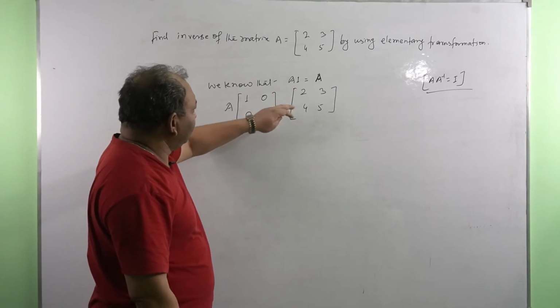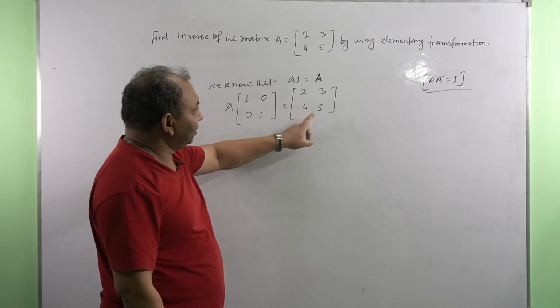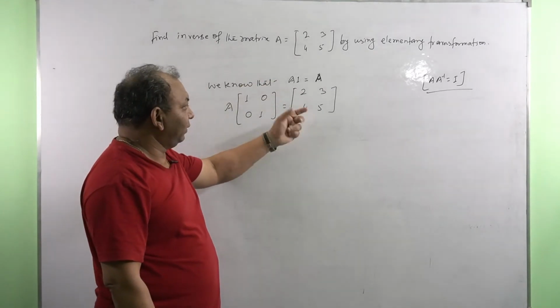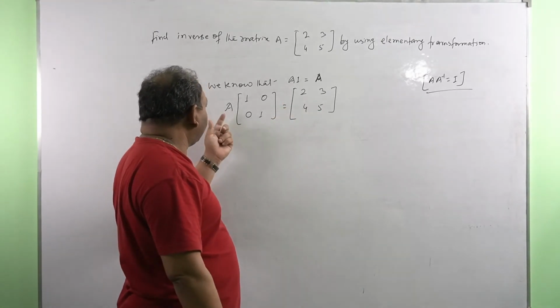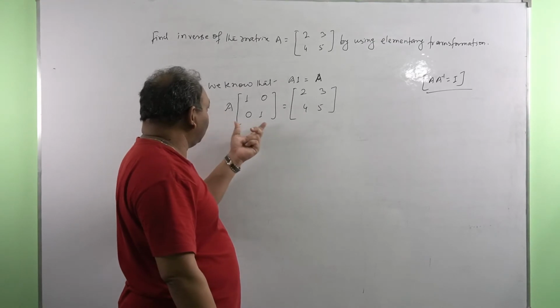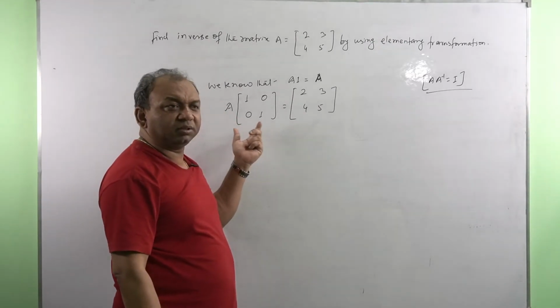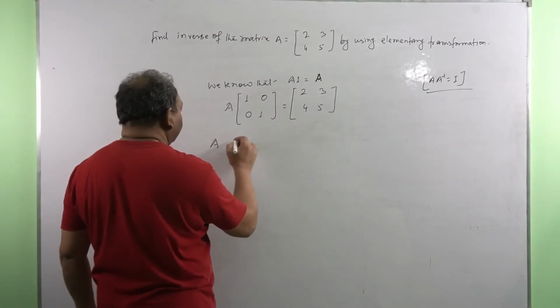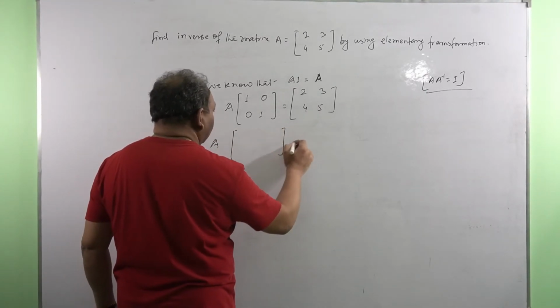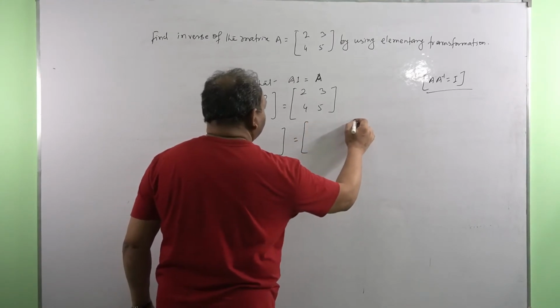We have to find the identity matrix on the right side. If we get the identity matrix on the right side, then the matrix in the product of A on the left side is called the inverse of the matrix A. So, using elementary transformation, the same operation can be performed on both sides.